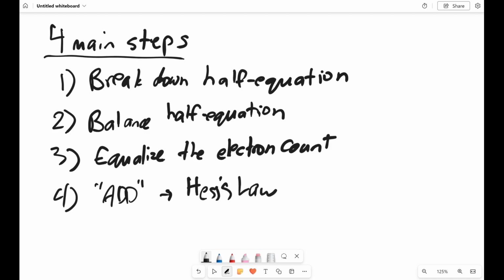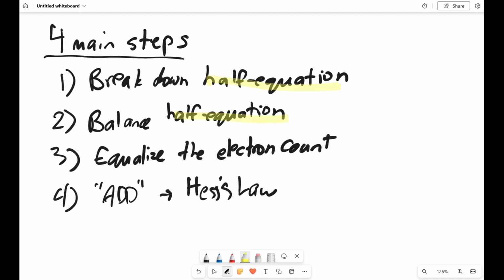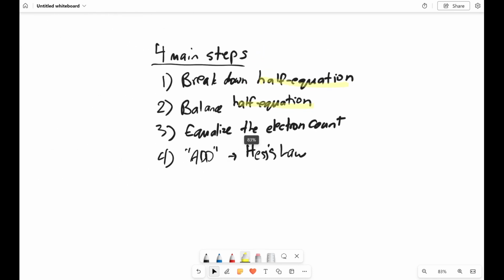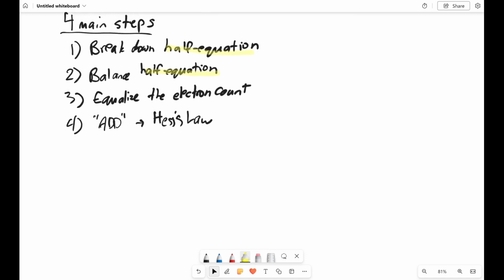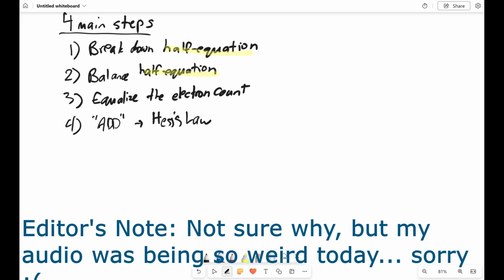So in essence, these aren't really hard. Maybe the only thing that's a little confusing is what a half equation is. I said it twice, but not everyone's familiar with it. Don't worry, I'm going to define it later when we go over a couple of practice questions. So don't fret. We do have a couple of exceptions, and that's in acidic versus basic conditions.